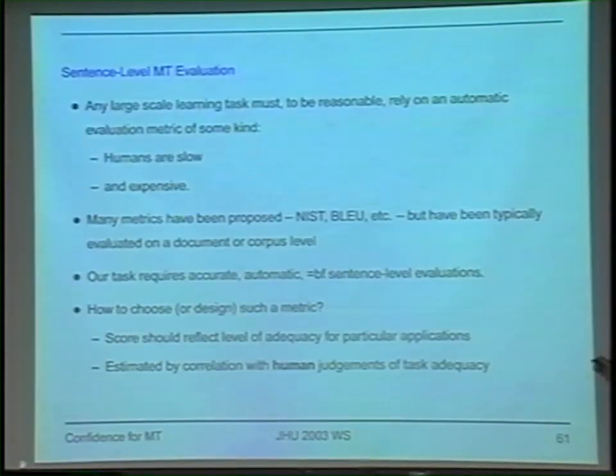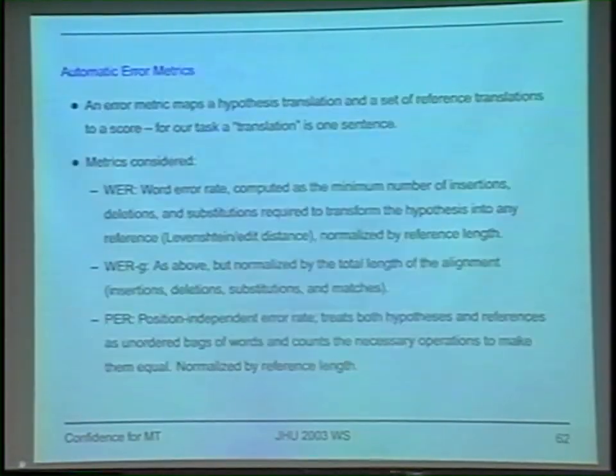And basically what we decided for our task is that we would like the score to reflect the level of adequacy for a particular application. And the way that we estimate whether or not a metric predicts this is by correlating with human judgments of task adequacy, which we, for now, assume to be our sort of best measure of such things. So very simply, an error measure takes a hypothesis and references and potentially uses other data from the world and produces scores.